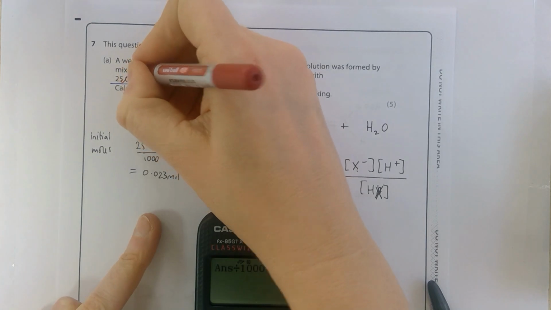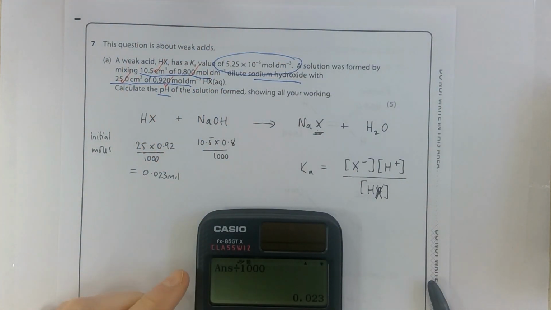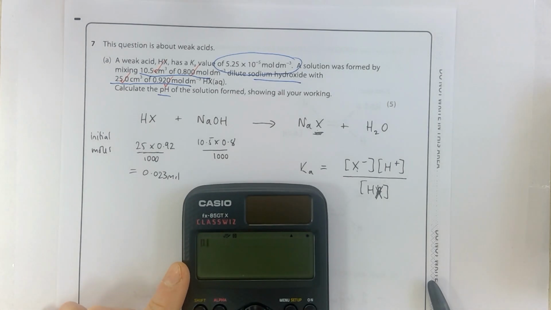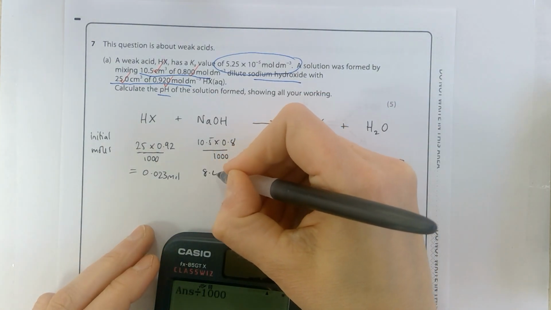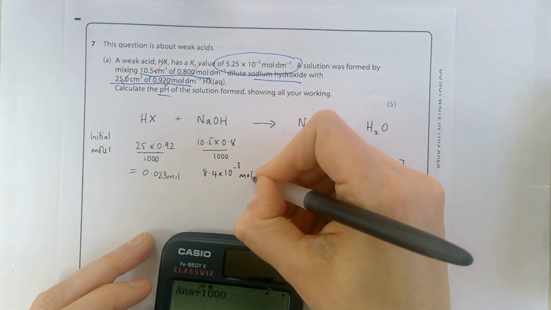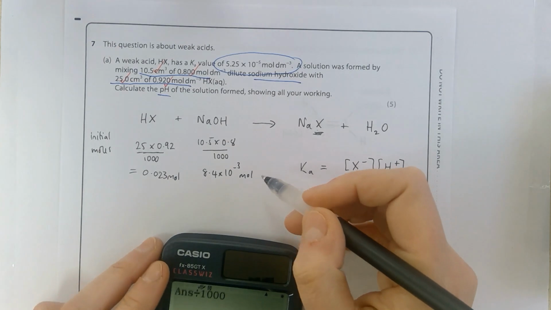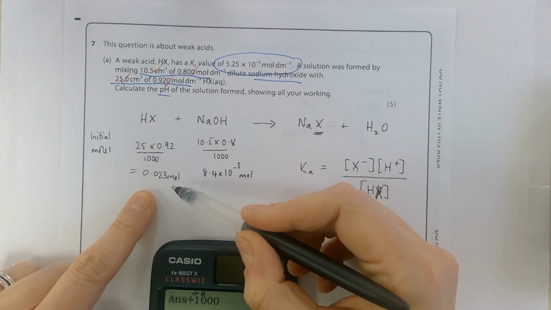So I've ticked off that so far. 10.5 times 0.8 divided by 1,000 is 8.4 times 10 to the minus 3. So that's obviously the smaller of the two values, which is probably what I would expect in a question like this, for the alkali to be all used up and the HX to be the one in excess.